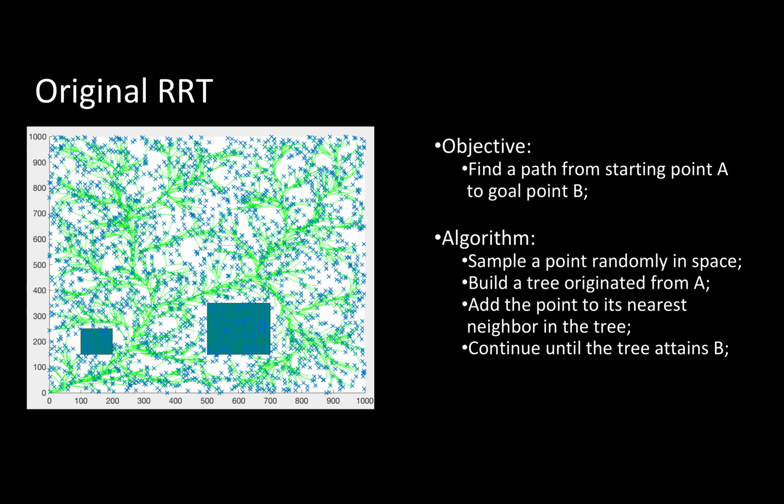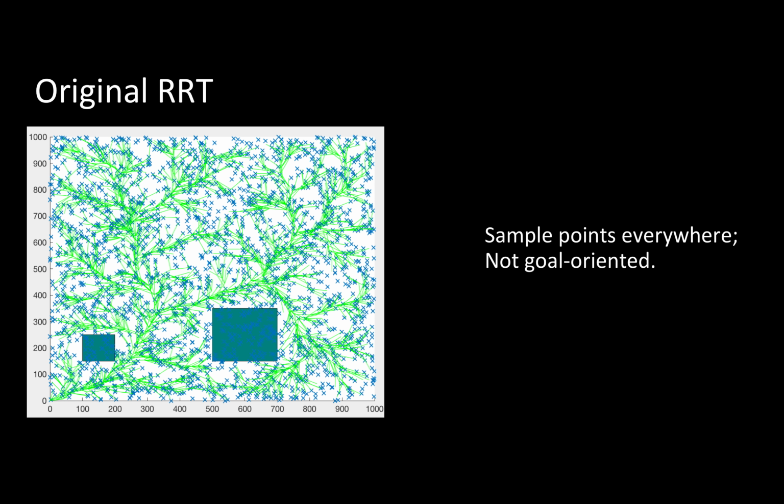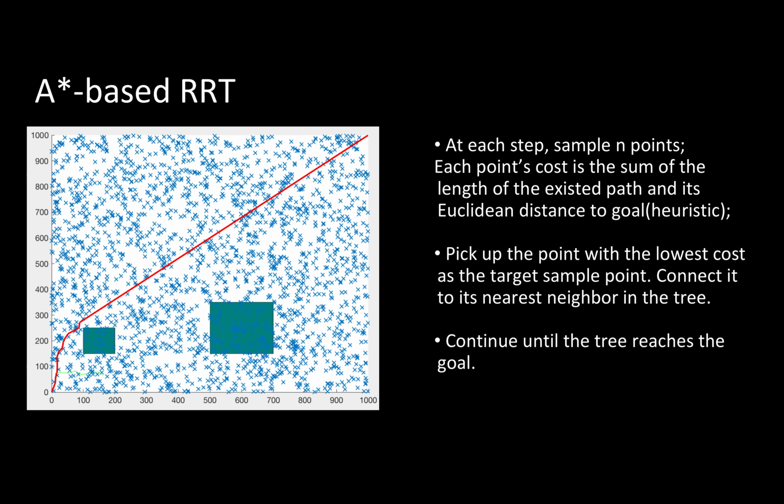So with RRT, the original RRT algorithm basically samples points from the whole diagram so that there's a tree growing from point A to point B. Because we don't have a specific rule of how to sample the points, we end up sampling points everywhere and it's not very efficient. In order to improve on that, we use an A star-based RRT algorithm. Basically, we use heuristic to calculate the cost or the distance of the current point to the target point. Among those, we pick the point with the lowest cost.